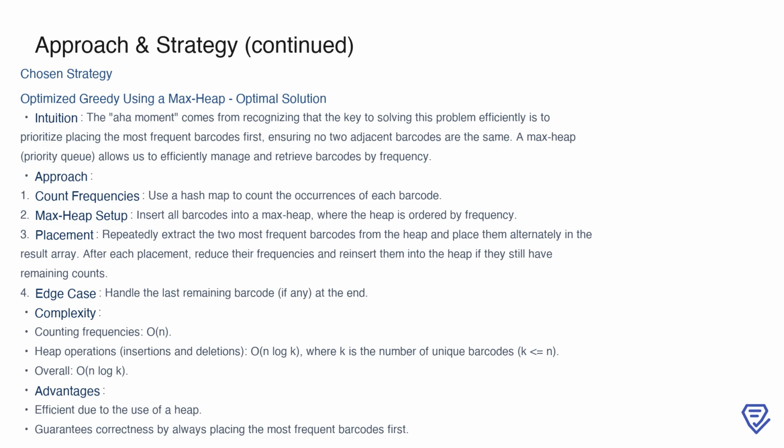The time complexity is efficient. Counting frequencies takes O(n), and heap operations, including insertions and deletions, take O(n log k), where k is the number of unique barcodes. This gives an overall complexity of O(n log k). By prioritizing the most frequent barcodes and leveraging the heap for dynamic reordering, this approach guarantees both efficiency and correctness.